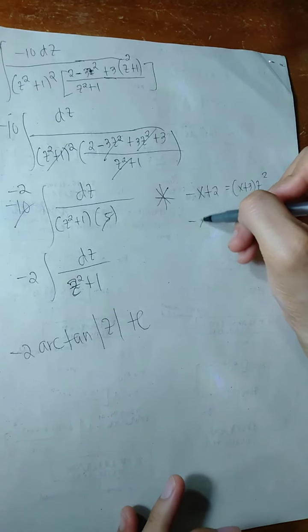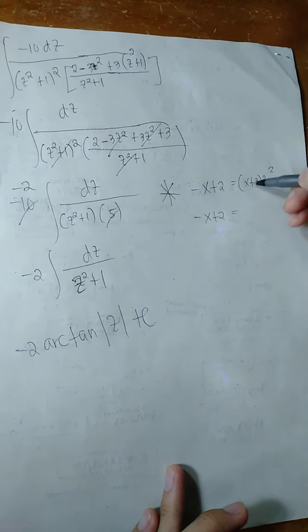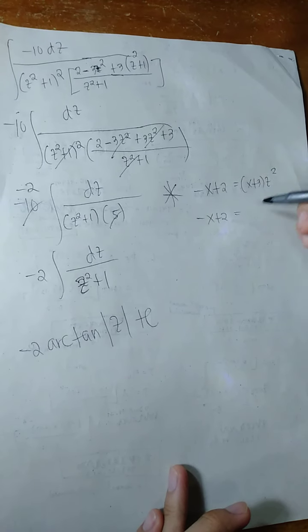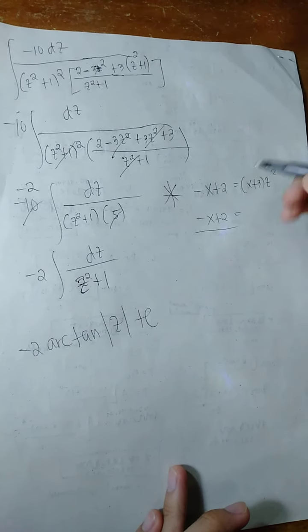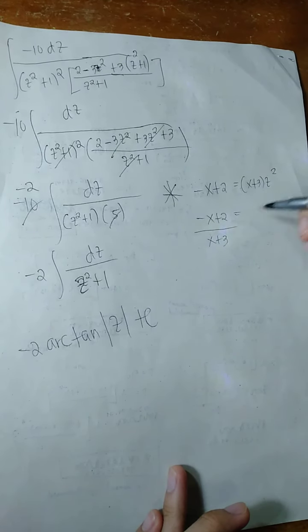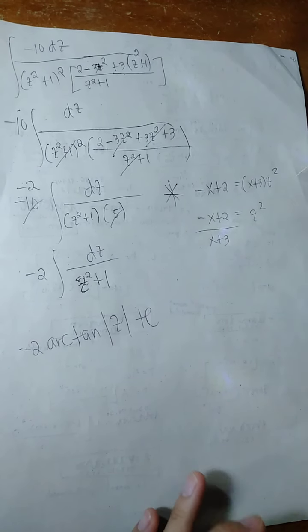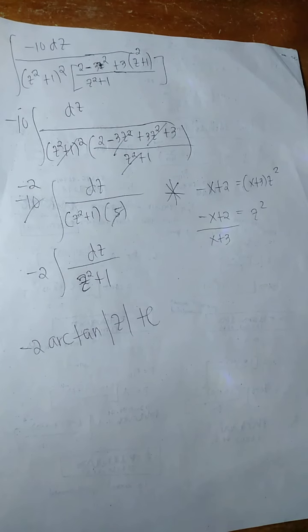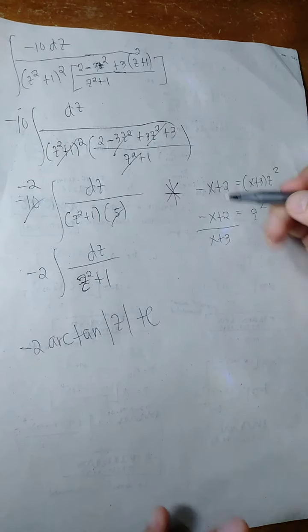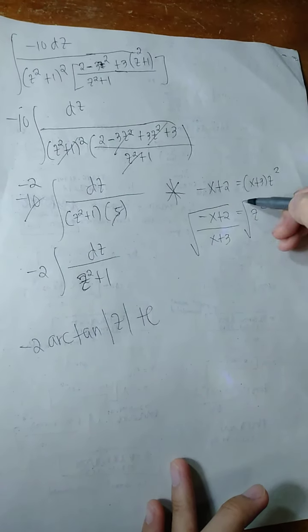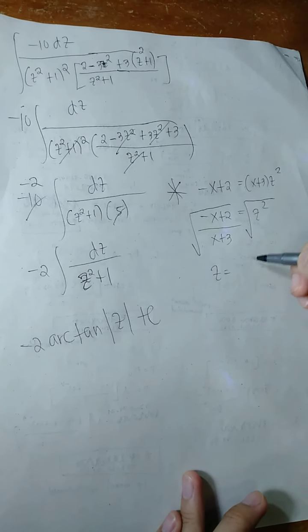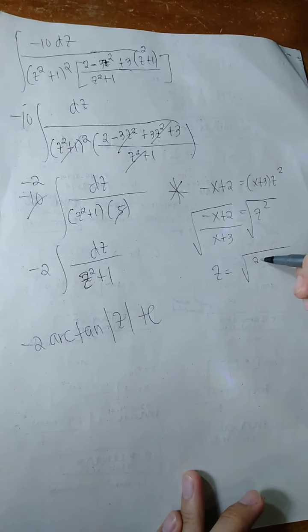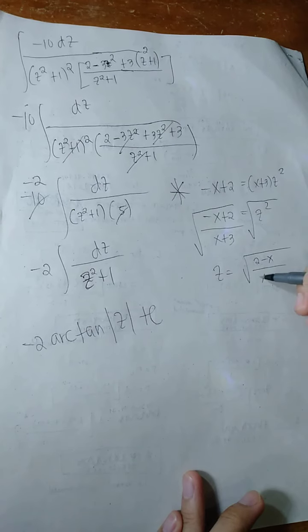So, negative x plus 2. So, divide lang both sides by x plus 3. Magiging x plus 3 na yan. Z squared. And if you take the square root ng both sides. Ayan. So, z is equals to square root of 2 minus x over x plus 3.